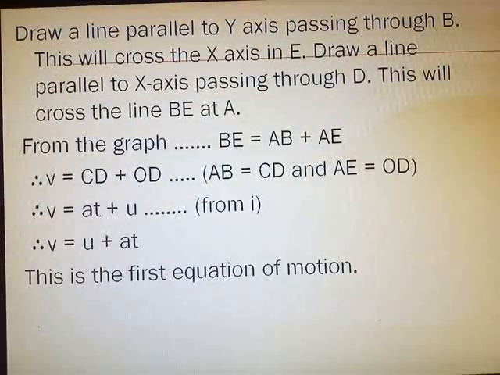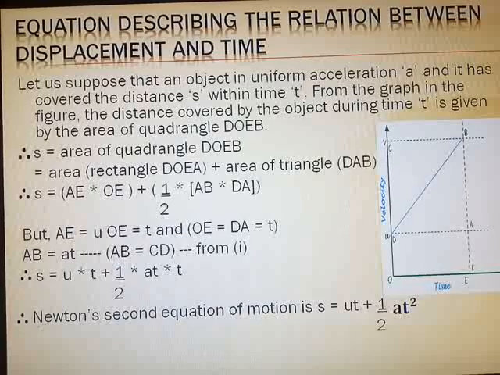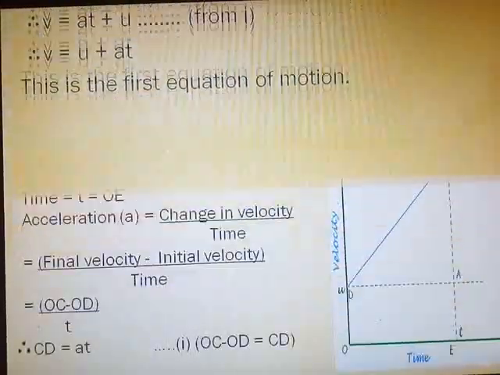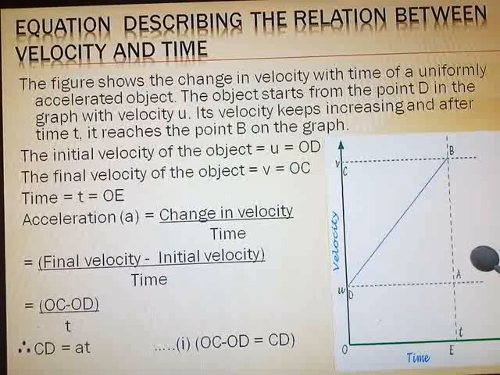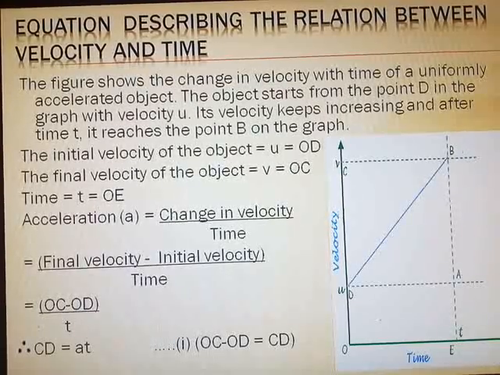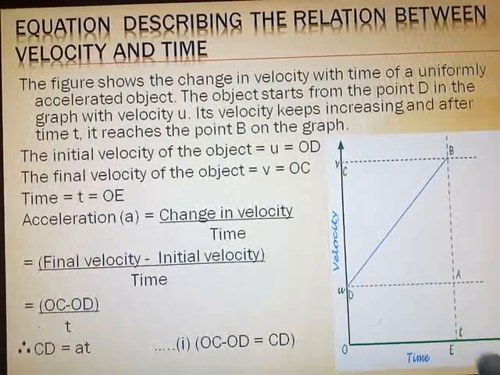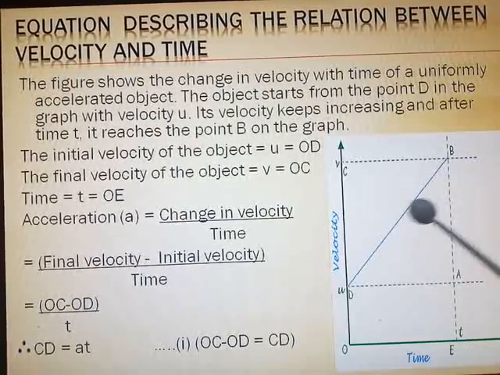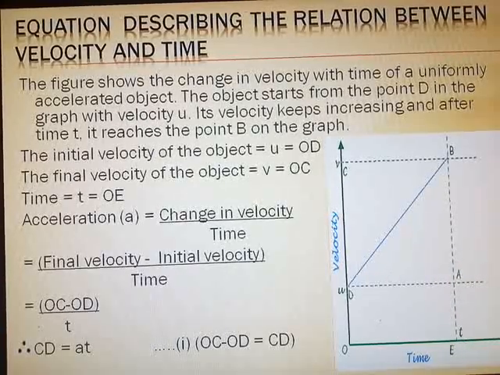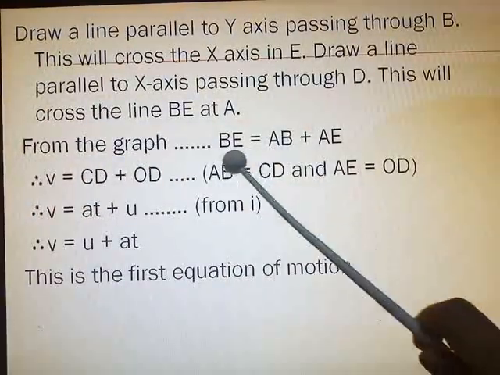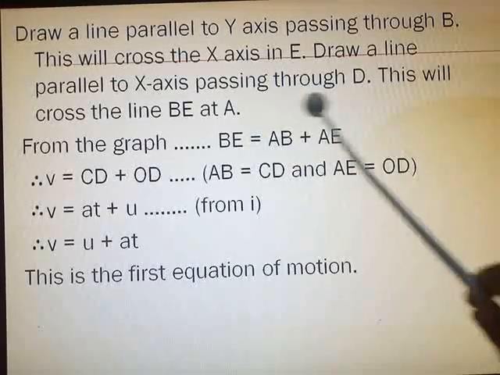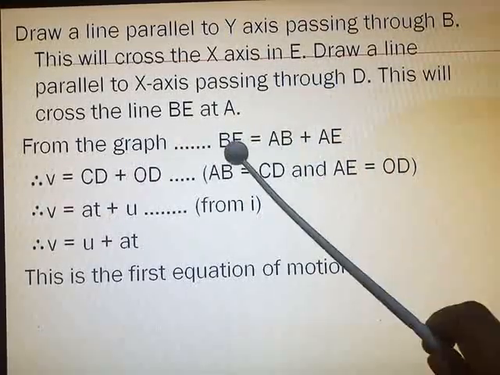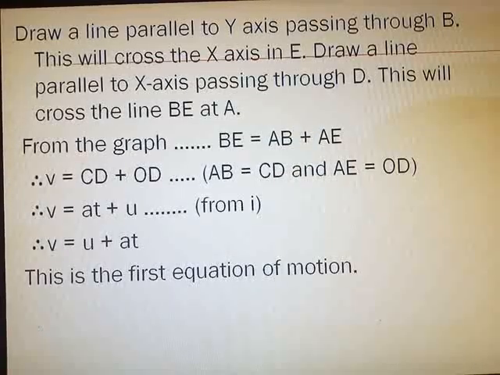Now here draw a line parallel to the y-axis passing through B. This will cross the x-axis. You can see over here. Draw a line parallel to the y-axis. This will cross the x-axis at point E. You can see point E, and this will cross the line through D parallel to the x-axis at point A over here. So from the graph what can you derive? BE is equal to AB plus AE, all coordinate geometry. BE is equal to AB plus AE.